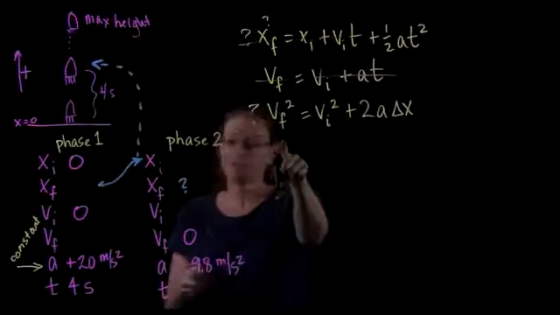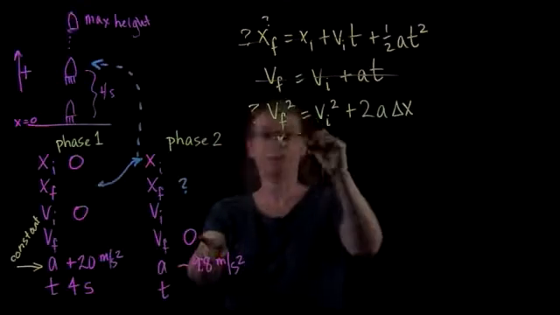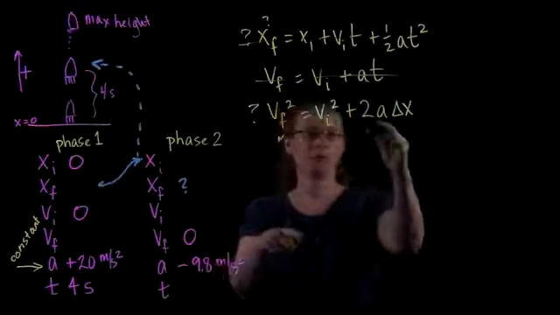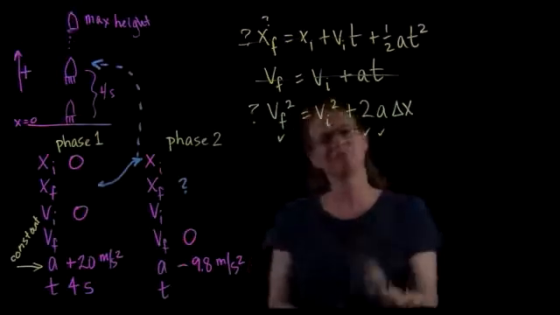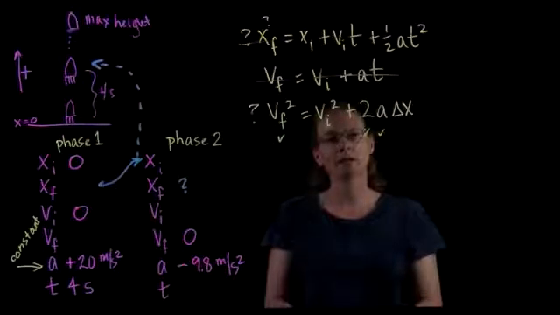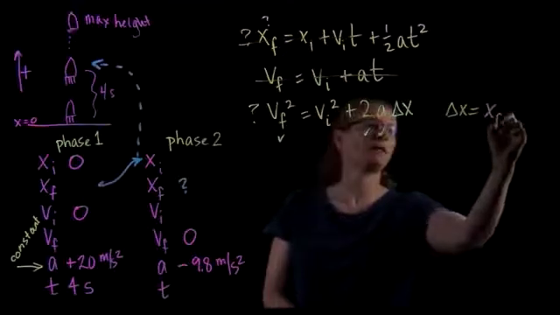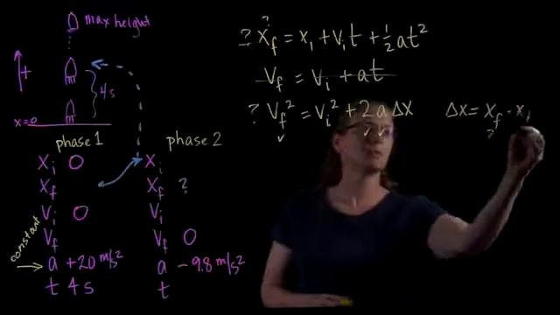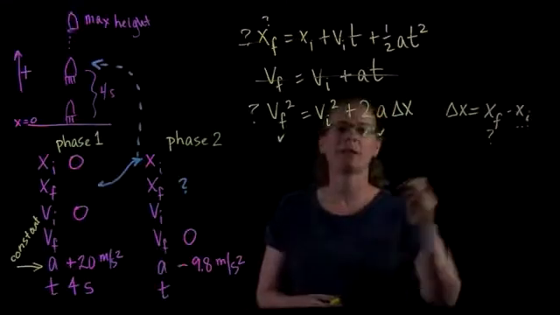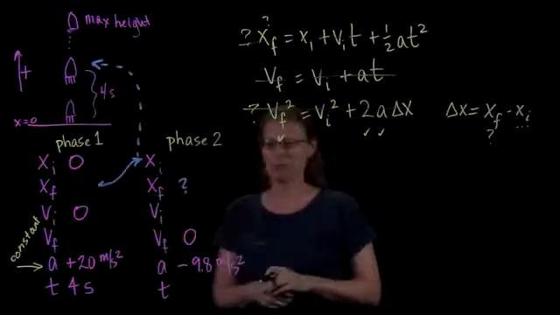Maybe this one? Do we know v final? Yes. Okay, I got that one. Do we know v initial? No. 2, I know 2. I know the acceleration. And, well, I don't really know delta x, do I? Because delta x is x final minus x initial. It's the change in the position. This is what I want, but I don't know my initial. Okay, so at this point it looks like all of them don't work.